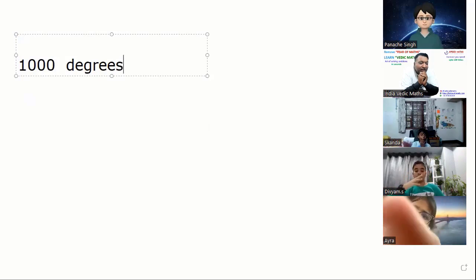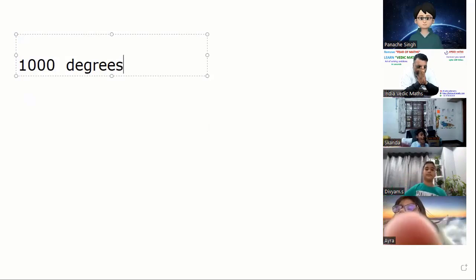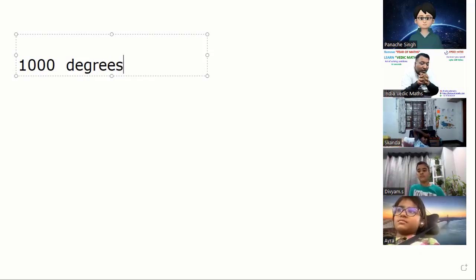1000 degrees is which angle? Think and tell me. Take your time, Chaitanya and everyone, and tell me what angle is 1000 degrees. In higher classes, you may get this to convert.